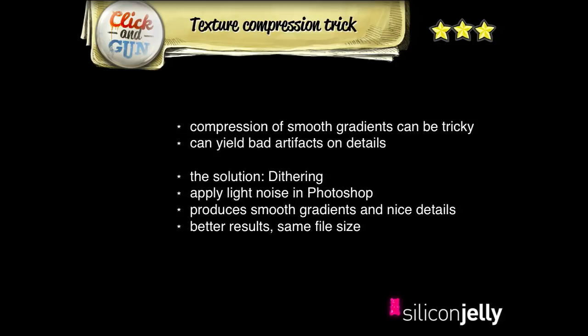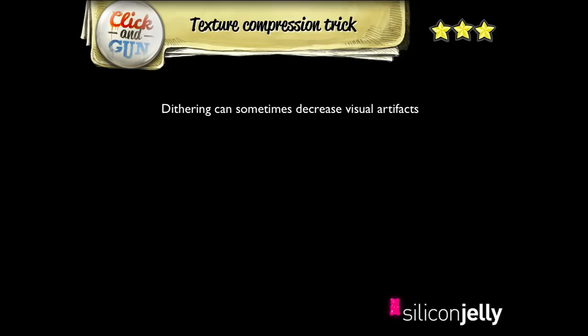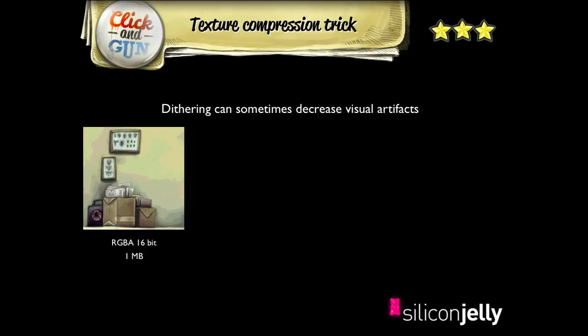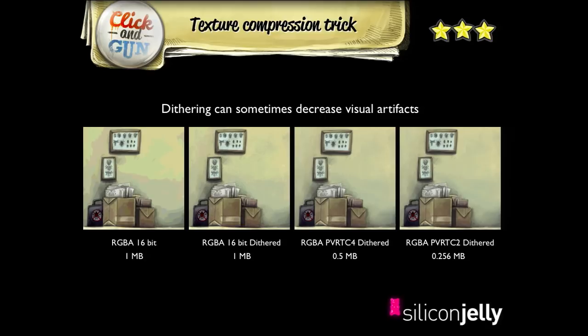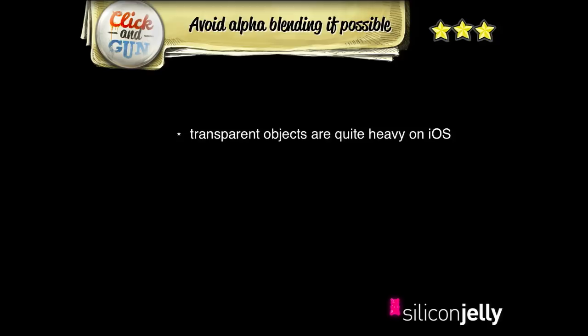So here is the comparison. This is a 16-bit file. You can see the posterization and all the artifacts. When you use dithering, it's much nicer. And then with PVRTC, there are mostly no artifacts. All the images in our game are compressed with PVRTC 4-bit, and the main character can be compressed as PVRTC 2-bit because he has a much smaller color range and color space.